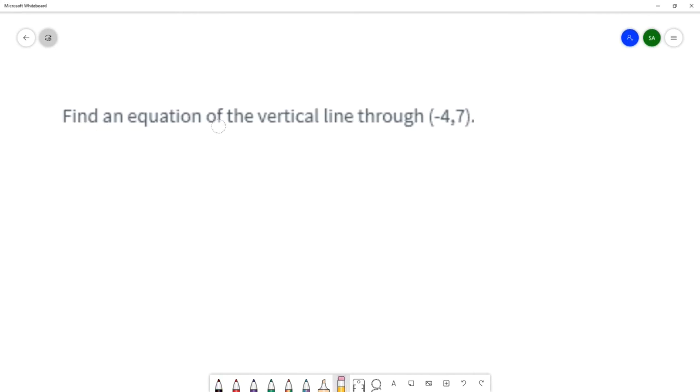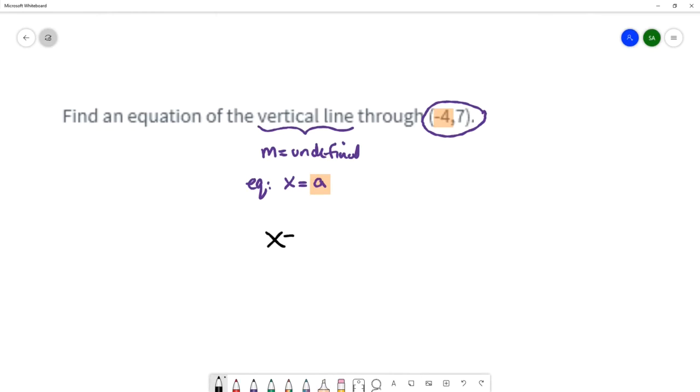On this question, we want to find the equation of a vertical line through the point -4, 7. Now, the equation of a vertical line is a special case. What we know about vertical lines is that a vertical line has a slope that is undefined, and we know that the equation of a vertical line has a special format as well. The equation of a vertical line is going to be x equals a. So in this example, we're given a point that this vertical line passes through, and we're going to use the x-coordinate of that point to define that value of a in the equation. So the equation of this vertical line will be x equals -4.